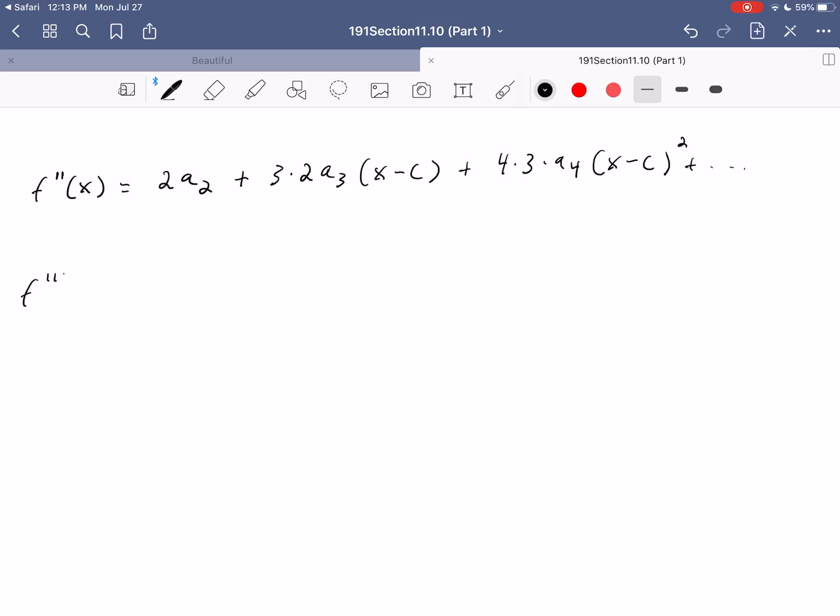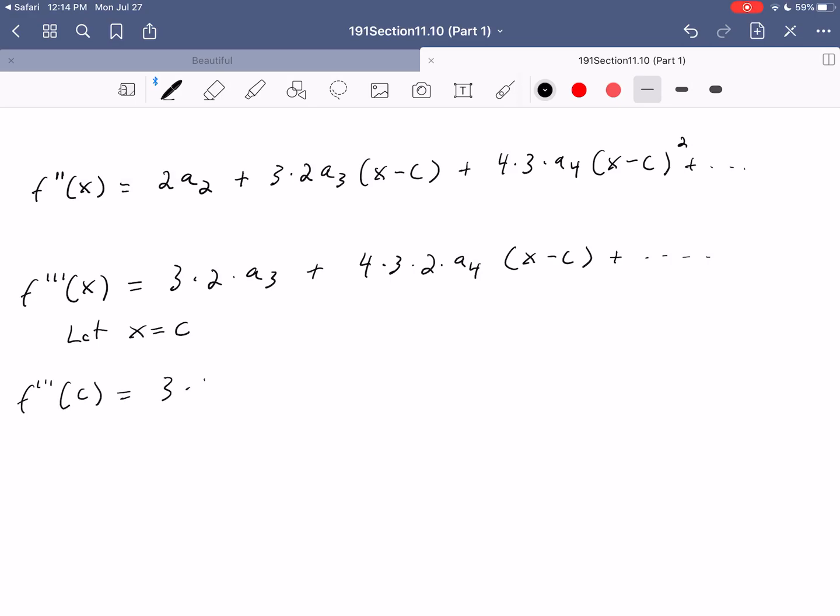So we can have f triple prime. Of course, when we differentiate that, that's a constant, so that'll drop out. Here, it looks like we'll have 3 times 2 times a sub 3 plus 4 times 3 times, and then this 2's got to drop down there, so times 2 times a sub 4 times x minus c, plus dot dot dot. Same trick. Let's go ahead and let x equal c. On this side, we'll get f triple prime evaluated at the center. Here, we'll get 3 times 2 times a sub 3. And then all this stuff down here is going to zero out.